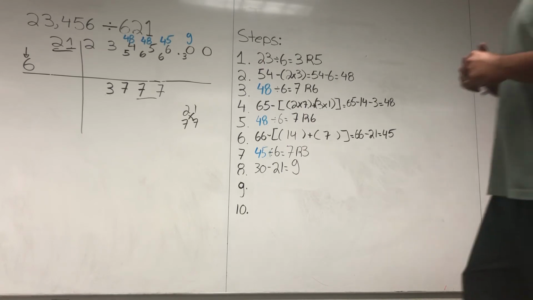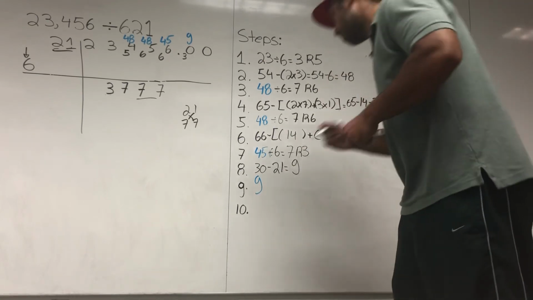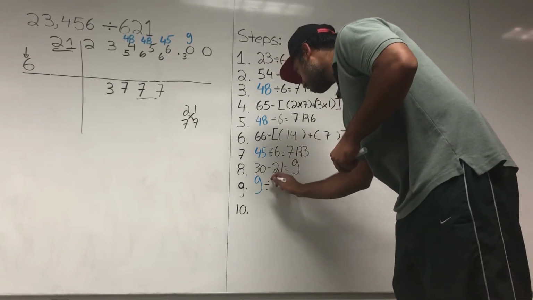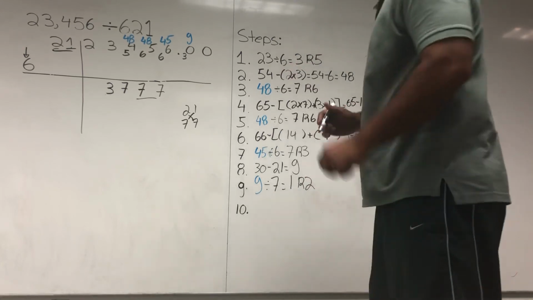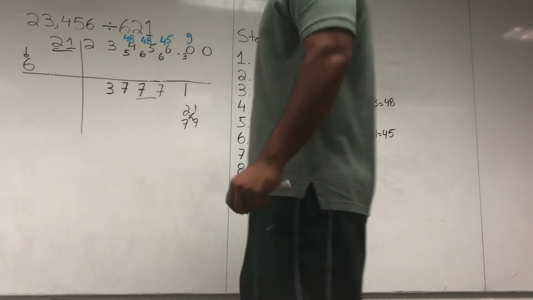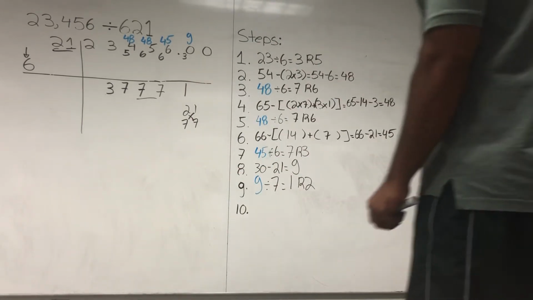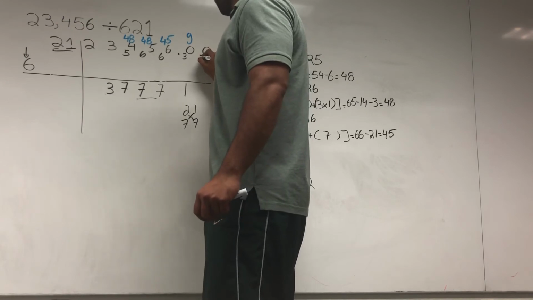So, step 9, I'm ready to divide: 9 divided by 7 equals what? 1, remainder 2. So right underneath here, I'm going to put 1. And my remainder right here is 2. Okay?